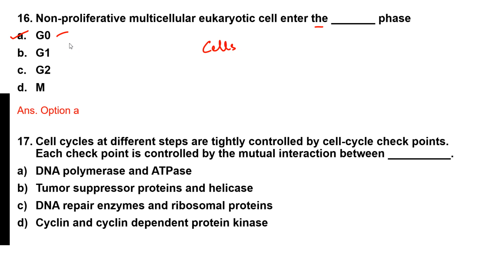Okay, now to answer this question, cell cycles at different steps are tightly controlled by cell cycle checkpoints. Each checkpoint is controlled by the mutual interaction between cyclin and cyclin dependent protein kinase. Okay, so there are different CDKs: CDK4, CDK6, CDK8.